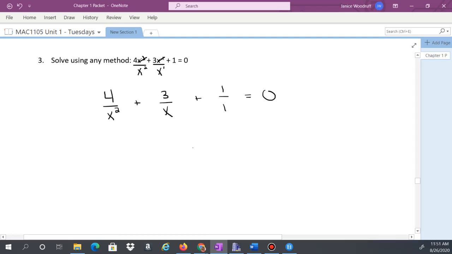Okay, so now I look like this. So now what I have to do is I have to find an LCD. What is my LCD going to be here? x squared. Good. You already have an x in there, so it's x squared. So multiply the numerator of each term by x squared. You can multiply the 0 also, which is going to be 0.